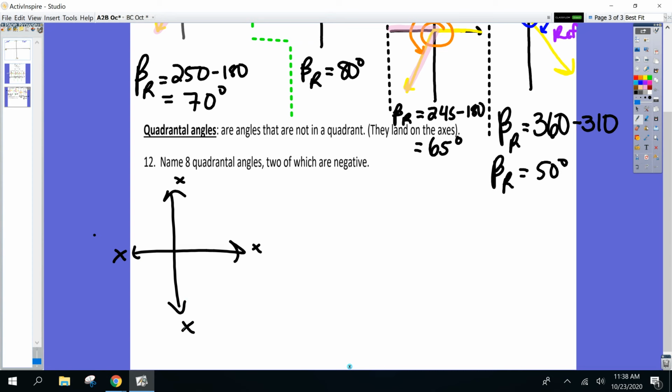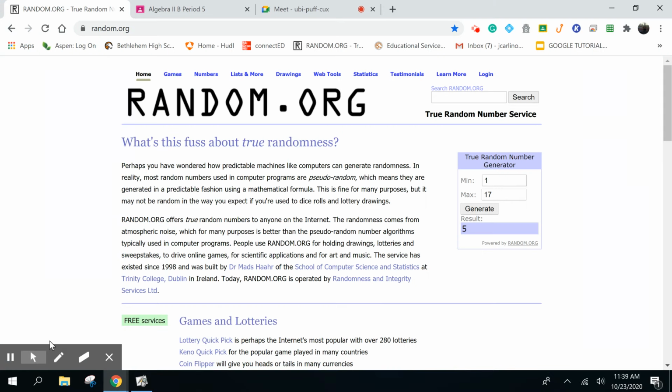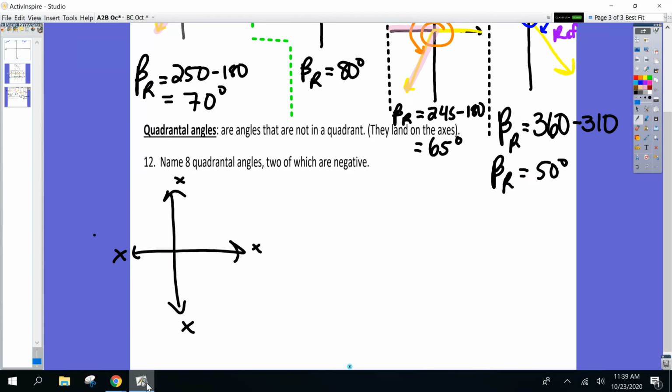So here you go. I'm going to need 8 people here to help me out. You got to give me a degree measure that would be considered quadrantal, but somebody eventually is going to have to give me 2 that are negative. All right, start this off. One degree measure that would be considered quadrantal. Kian, start us off.